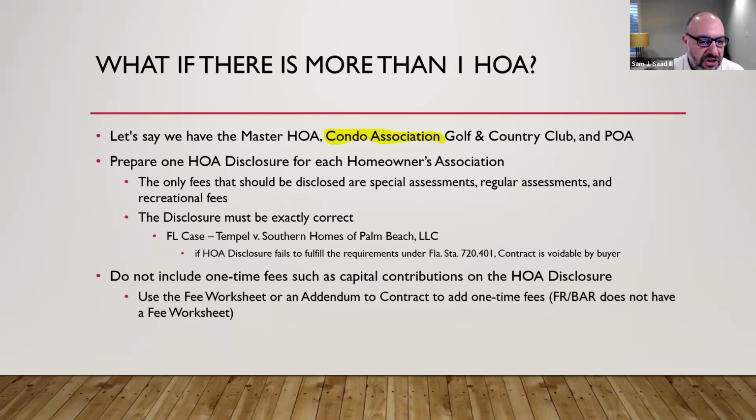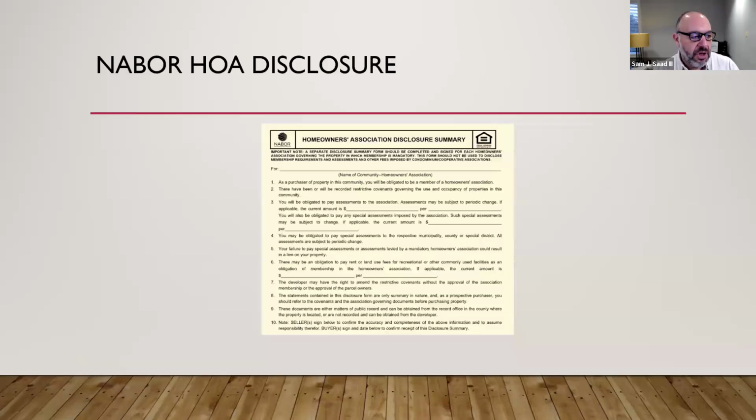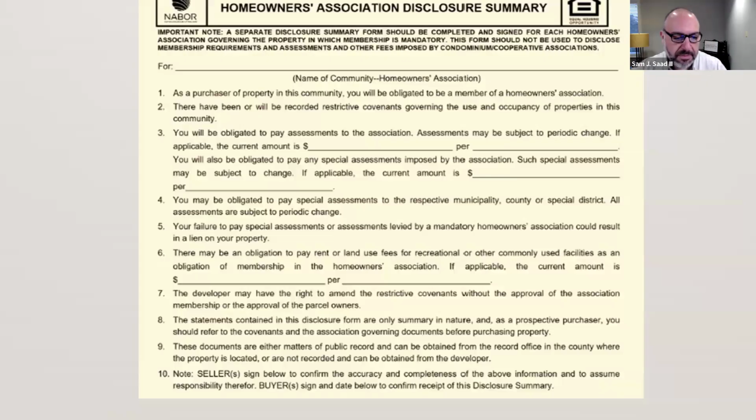But I do want to draw your attention to one thing here, this Temple versus Southern Homes case. This is a bad court case. This court case says that if you mess up the HOA disclosure by 1 penny, your buyer has a right to terminate all the way to closing. So when we fill out the form on your screen, I really want you to be careful to make sure that you do it correctly. So let's go through it.